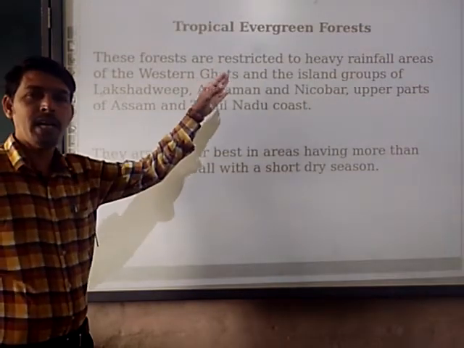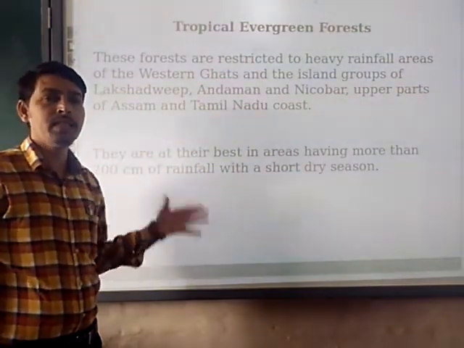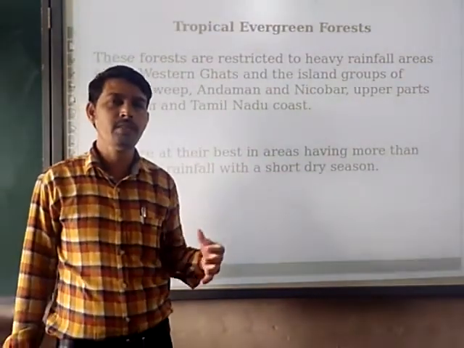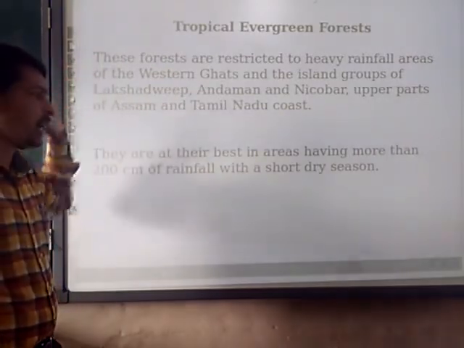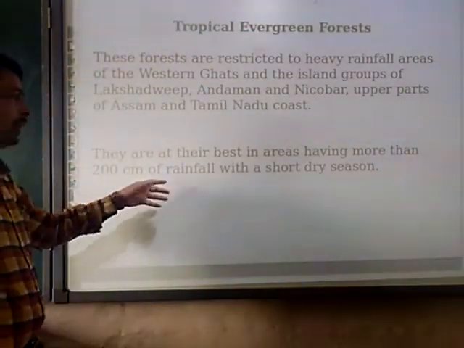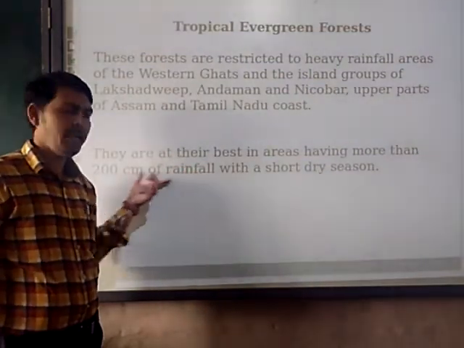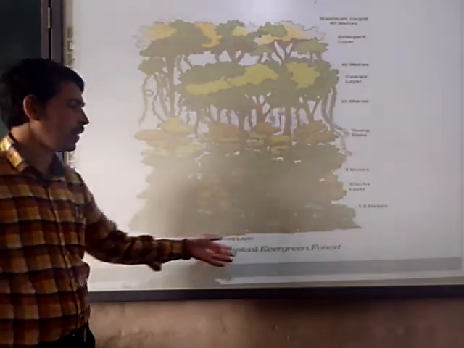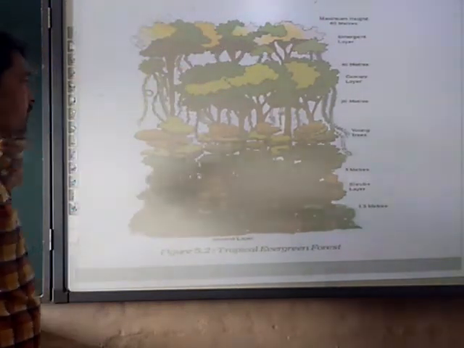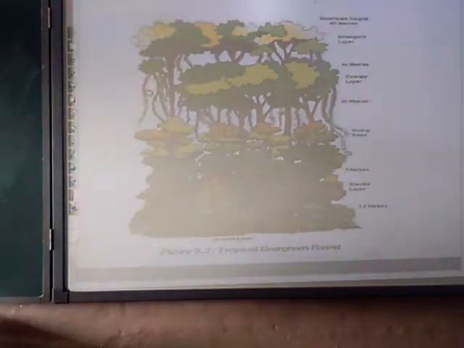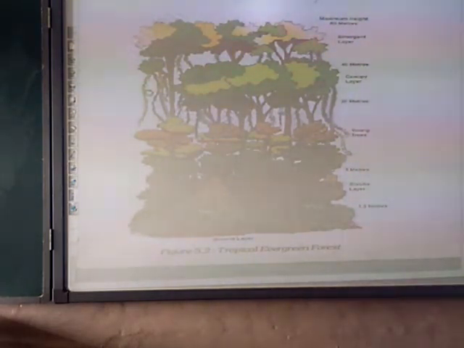It is called tropical evergreen because they are evergreen. There is no specific time to shed the leaves. That's why they are called evergreen forest or rainforest, because there is heavy rainfall. See, the height of this tropical evergreen forest is very high, up to 60 meters. This photograph is available in the textbook. You can see it there. The photograph is showing the tropical evergreen forest.